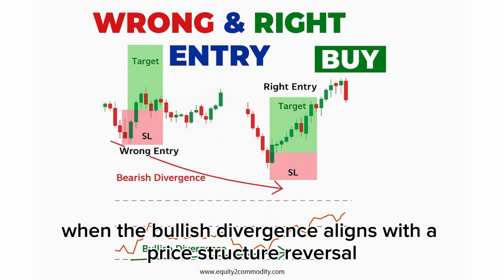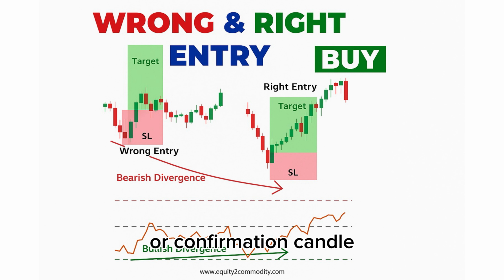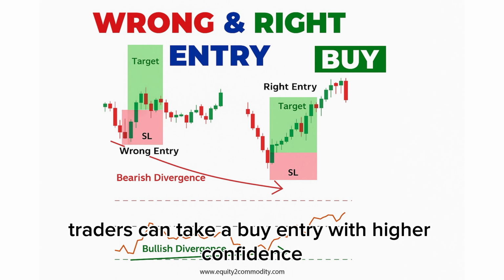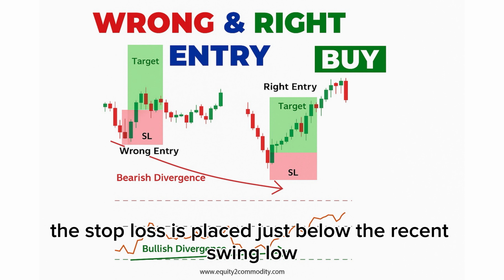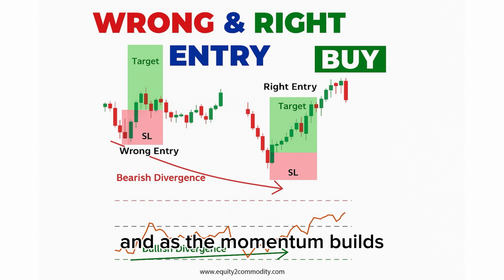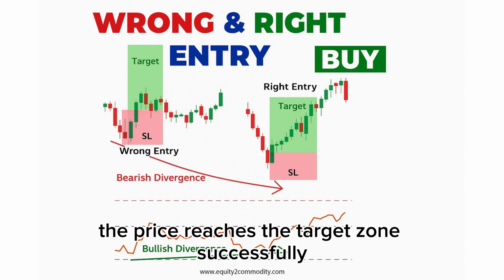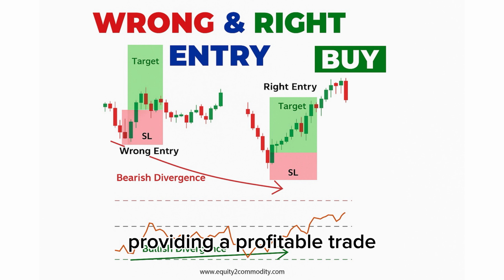When the bullish divergence aligns with a price structure reversal or confirmation candle, traders can take a buy entry with higher confidence. The stop loss is placed just below the recent swing low, and as the momentum builds, the price reaches the target zone successfully, providing a profitable trade.